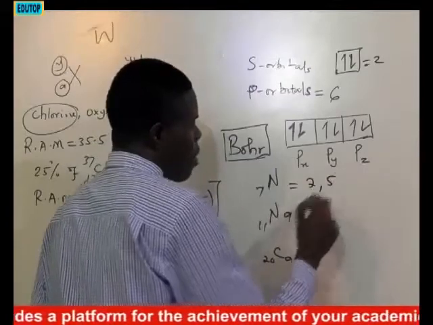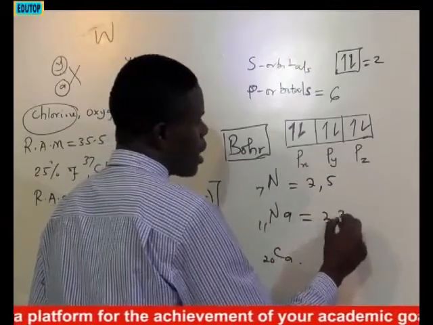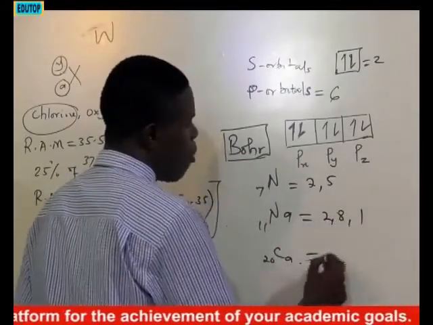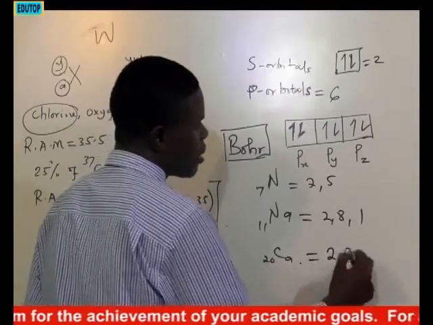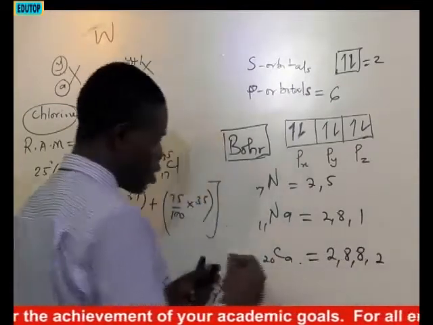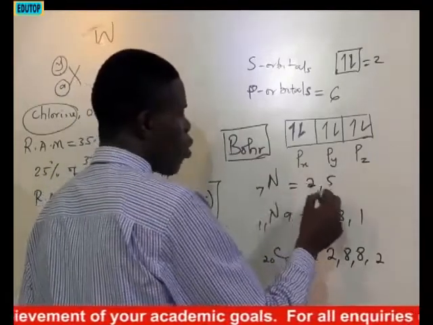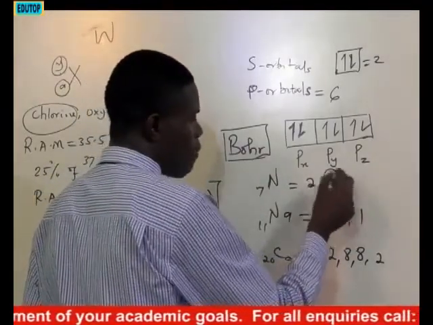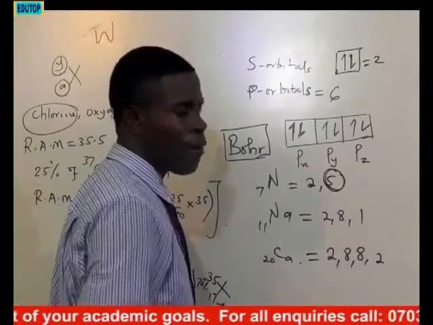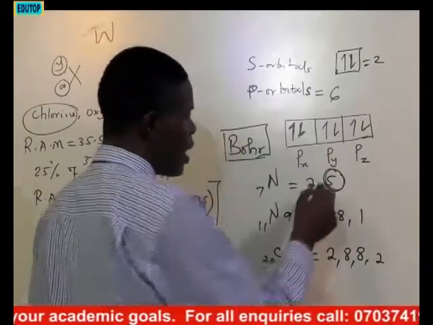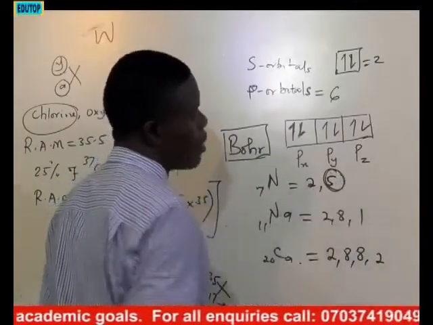For nitrogen, 2, 5. For sodium, by the Bohr model, we're going to have 2, 8, 1. For calcium, by the Bohr model, we're going to have 2, 8, 8, 2. In this situation, this particular element, nitrogen, will definitely belong to what? Group 5. Why? Because the valence electrons are 5.